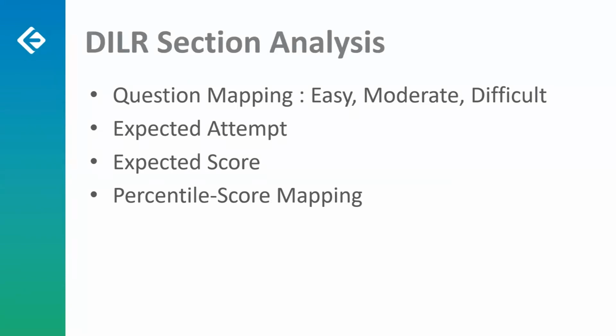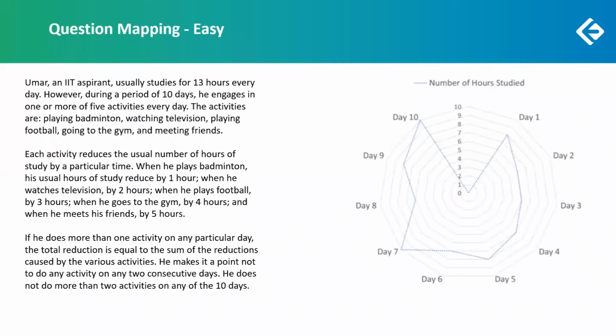We will begin with the easy questions. So there were two easy sets in this mock. The first easy set was based on a spider chart in which we had an IIT aspirant who usually studies for 13 hours every day, but for a period of 10 days, he engages in one or more of 5 activities. If he does any of these activities, the usual number of hours that he studies for reduces. For example, when he plays badminton, he studies for 1 hour less than the usual time. When he watches television, he studies for 2 hours less than the usual time, and so on.